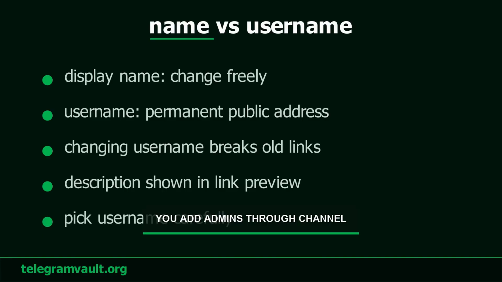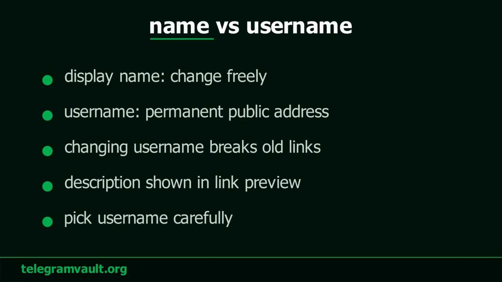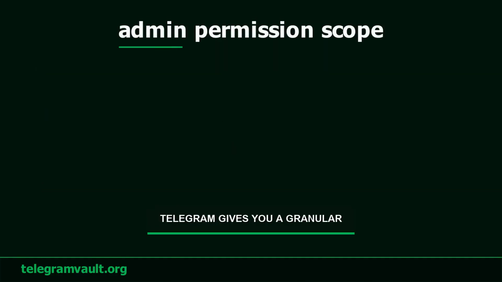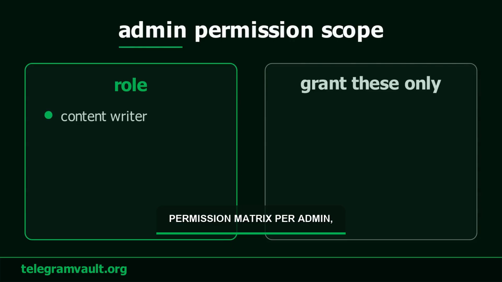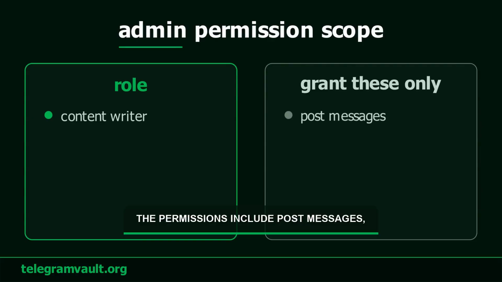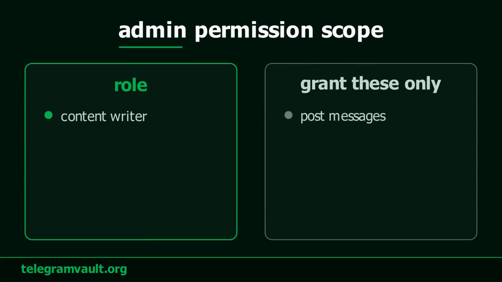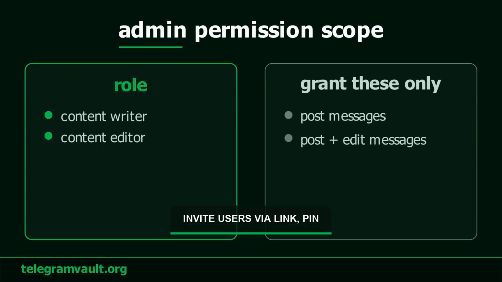Now admins, and this is where most channels leak power. You add admins through channel info, administrators, add admin. The critical part is that Telegram gives you a granular permission matrix per admin, and you should grant the minimum each person needs. The permissions include post messages, edit messages of others, delete messages, ban users, invite users via link, pin messages, manage video chats, add new admins, and manage stories.